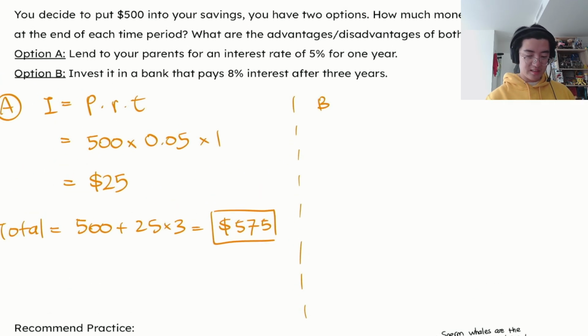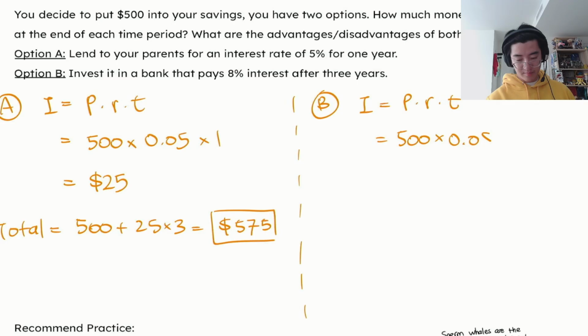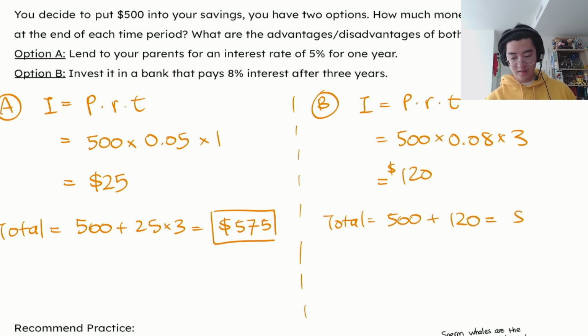And option B was a bank. Right? PRT. The principal is the same, but it's 8% interest this time. And over 3 years. Right? Because again, this is 8%. Again, interest is always every year, and it's 3 years, so you get the interest 3 times essentially. So that's 120. So the total is 500 bucks initial plus 120. That's the interest you earn, 620.